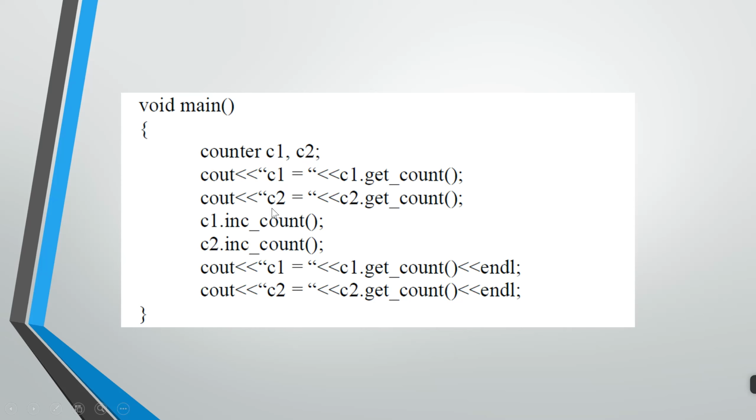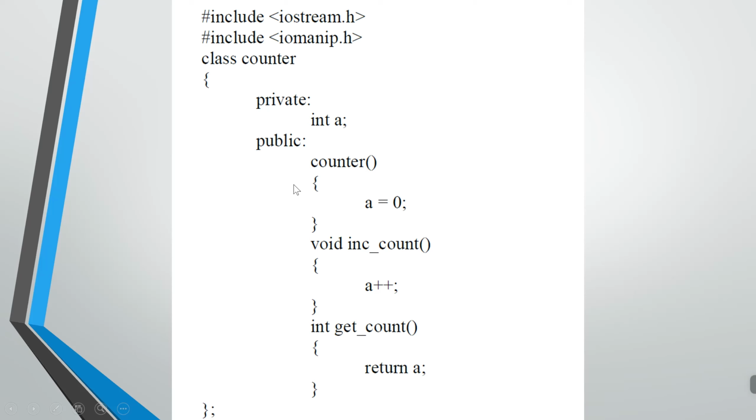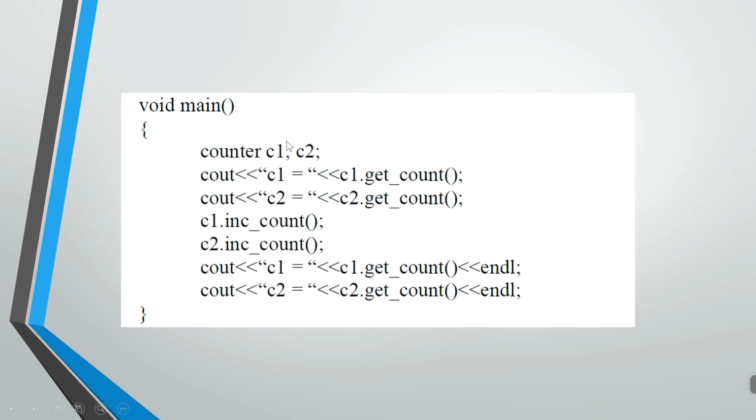But by executing the member function here, c1.a becomes 1, c2.a also becomes 1. So you can make a note here. Even though constructor is a member function, we are not calling it anywhere.